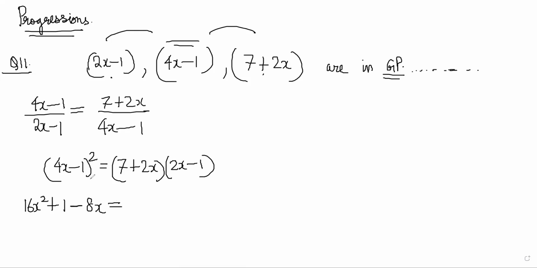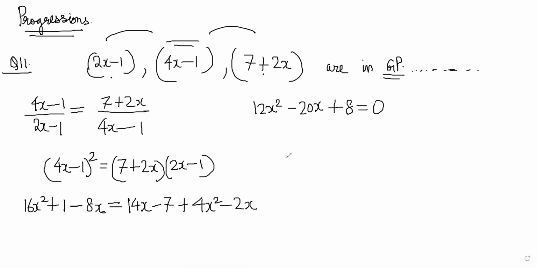I'm just expanding this (4x minus 1) square and this one. So 14x minus 7 plus 4x square minus 2x, right? Bringing all of it to one side, you'll get 12x square minus 8x minus 14x becomes minus 22 plus 2, so minus 20x, and plus 1 plus 7 plus 8 is equal to 0, right? So cancel off the 4 from here: 3x square minus 5x plus 2 is equal to 0.